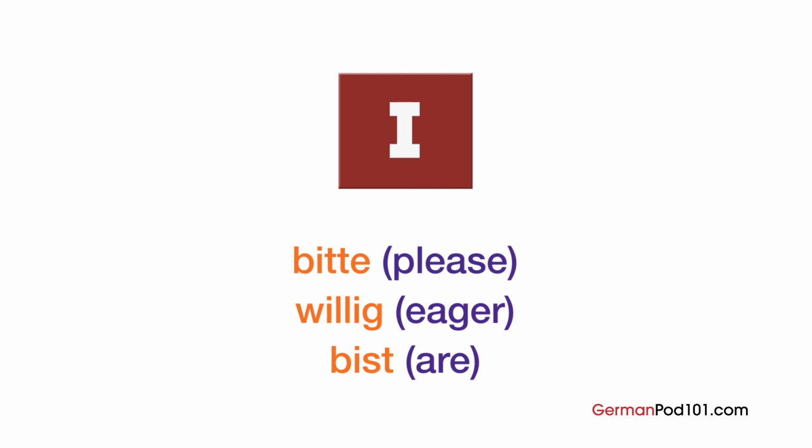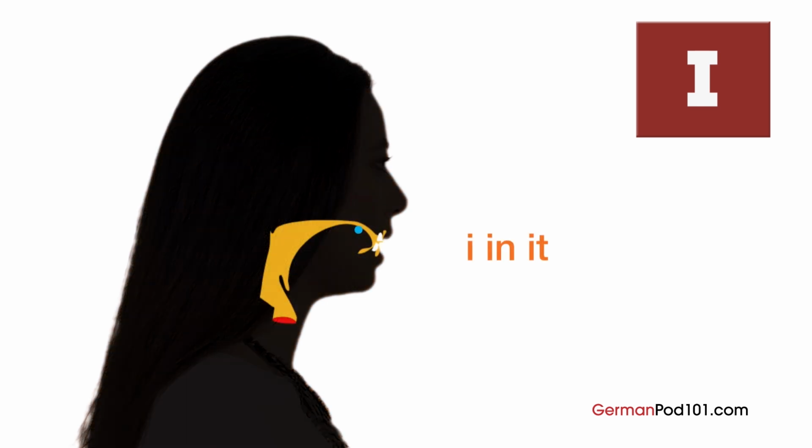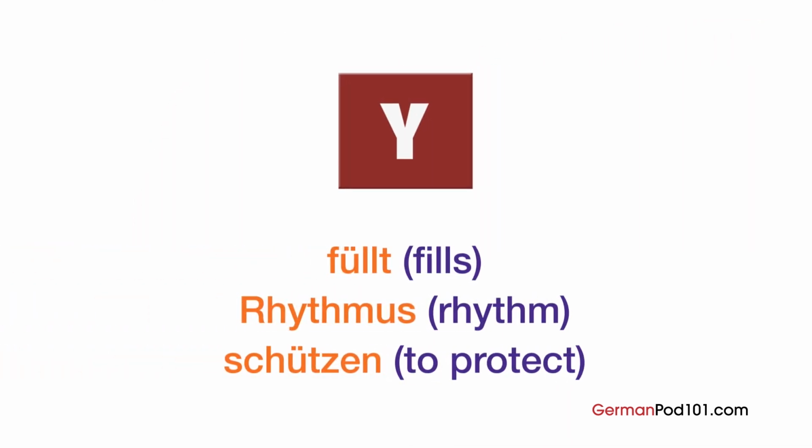The next vowel is I, as in bitte, willig, bist. It's identical to the I sound in the word it. I, I.